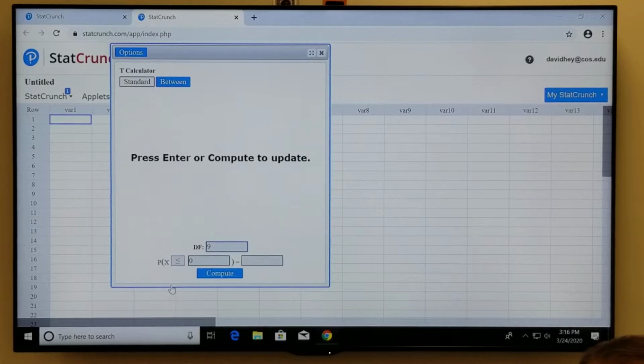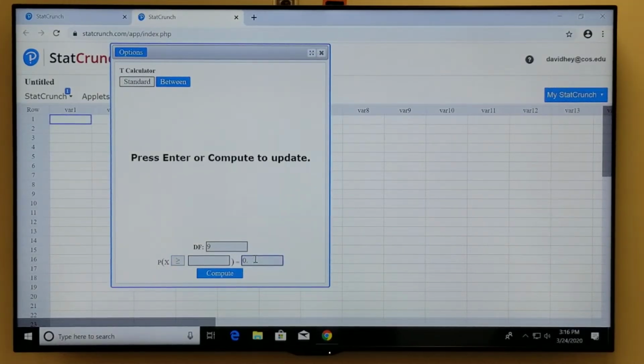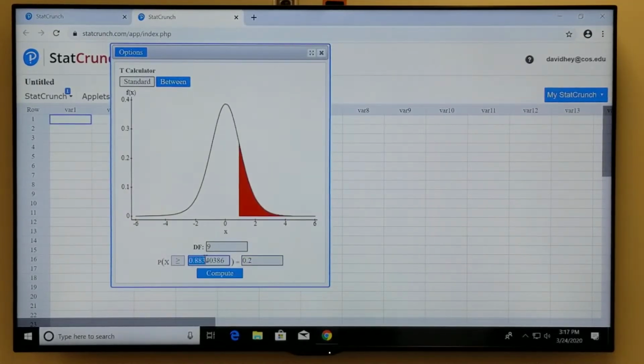And then we're looking for t sub 0.2. So for t sub 0.2, we want an area to the right, and we want that area to equal 0.2. So change that inequality so it's pointing right. Change this area so it's equal to 0.2. Hit compute, and there's our critical value. It's about 0.88 or 0.883.